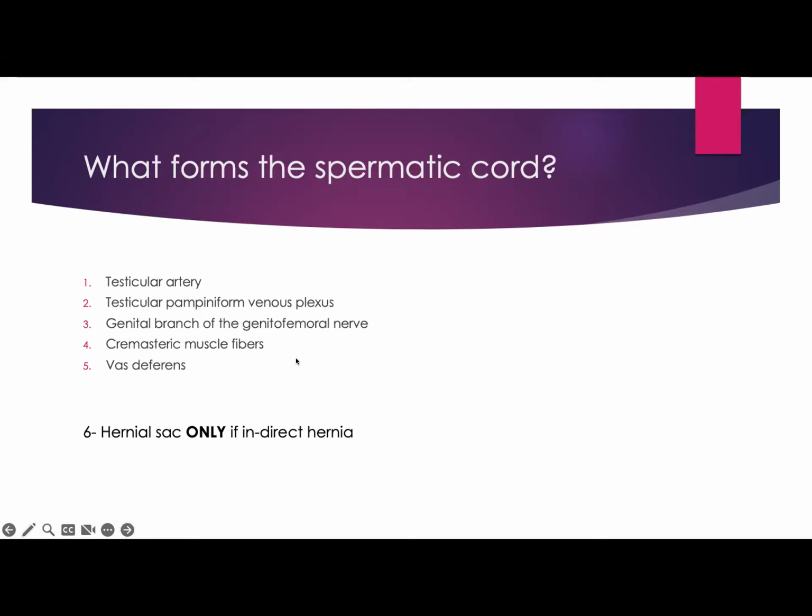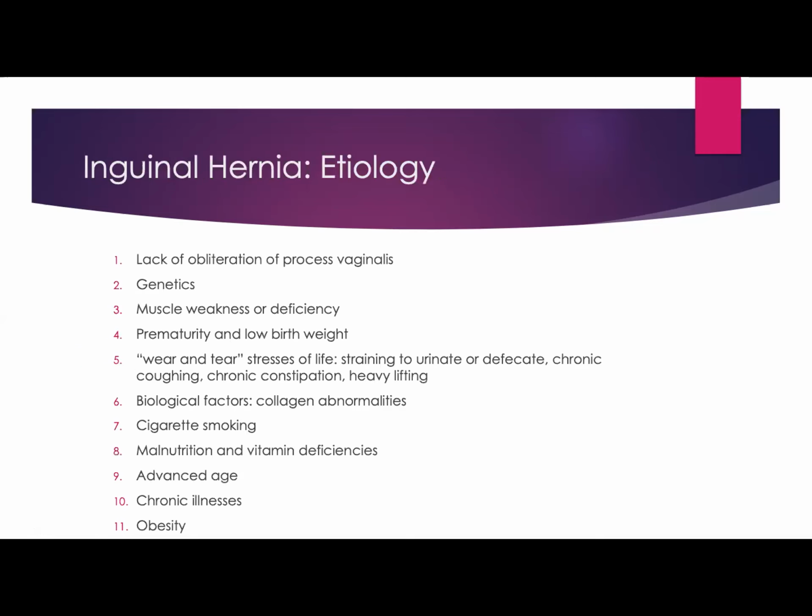All right, so this is another slide which talks about the content of the spermatic cord. As you can see, we have 5 different components, and then the 6th one, which is the hernial sac. And remember, only if it was an indirect hernia. So if a hernia was there in the scrotum, then always remember indirect hernia. So these are the etiologies or the causes.